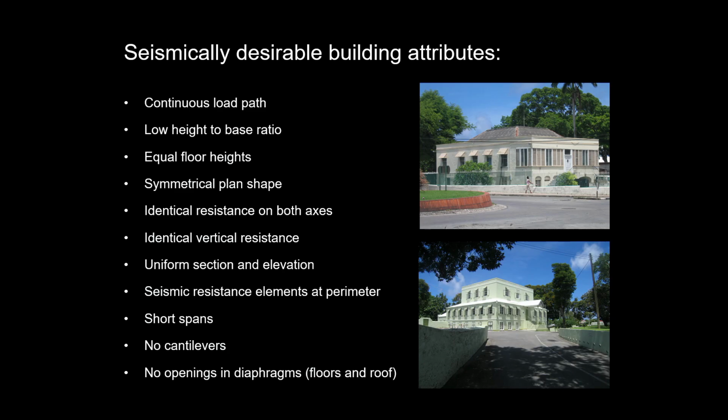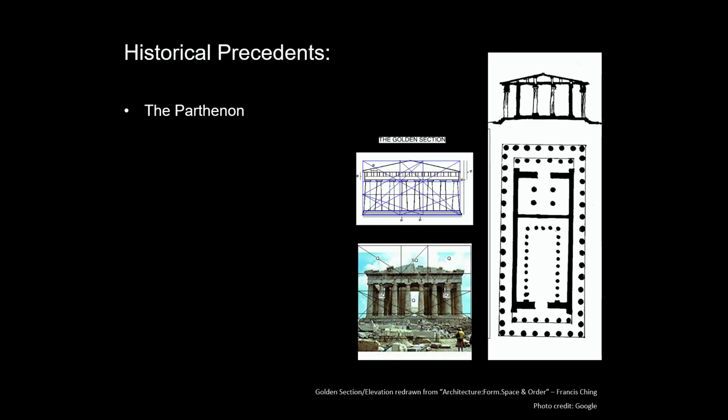With all these constraints, symmetry, uniformity, regularity, and repetition, will the architect's search for form and creativity be stifled and restricted to a bland, seismically desirable building? In the past, most buildings were symmetrical, uniform, regular, and repetitive. 2 great classical buildings, the Parthenon in Greece and the Pantheon in Rome, can be used as examples.